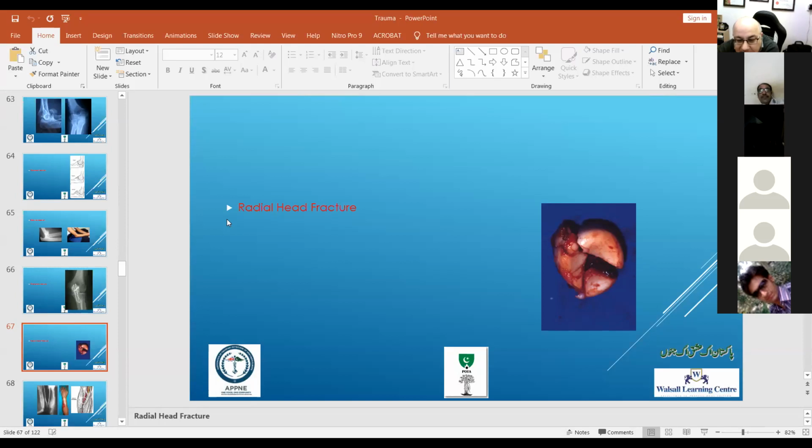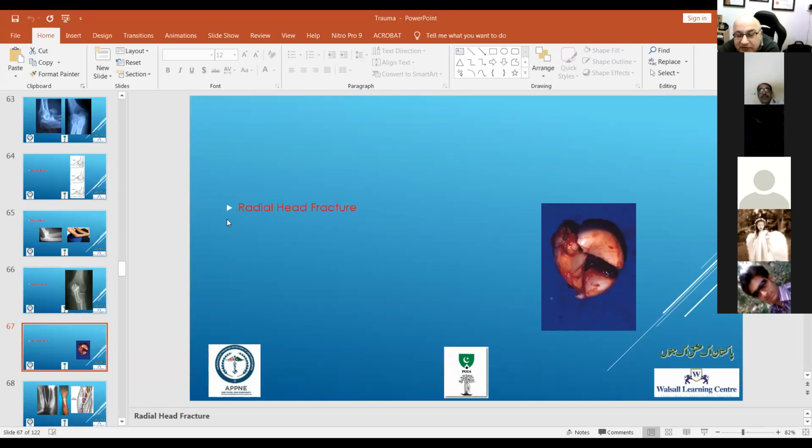Okay. So obviously this picture is taken on the table. But do you know any ways of fixing these radial head fractures? Yes. So you can either put screws across them, or you can put a plate on the non-articular side. Screws.